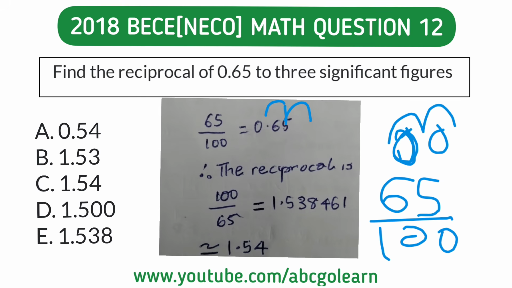After that, the next thing for you to do is to flip it. I told you that with reciprocal, you will flip it. So 100 over 65. If you punch your calculator for 100 over 65, you get 1.54. If you're in the exam hall and you want to do this reciprocal very fast, just do 1 over 0.65. Type 1 divided by 0.65, and you will get your reciprocal. That's just it.